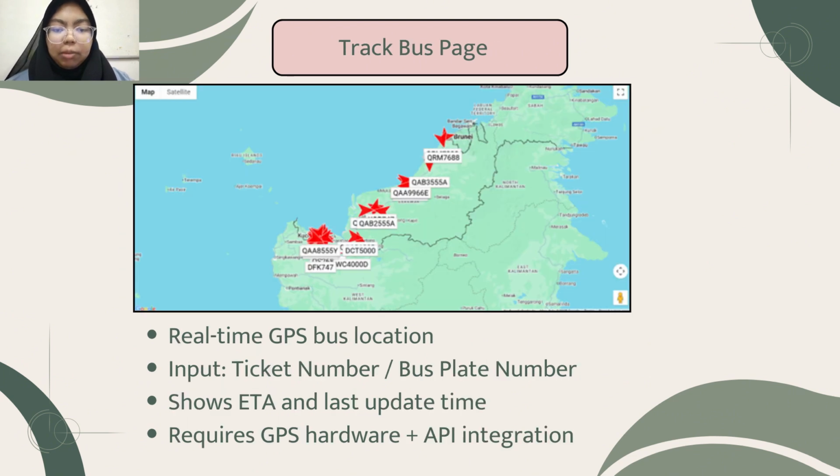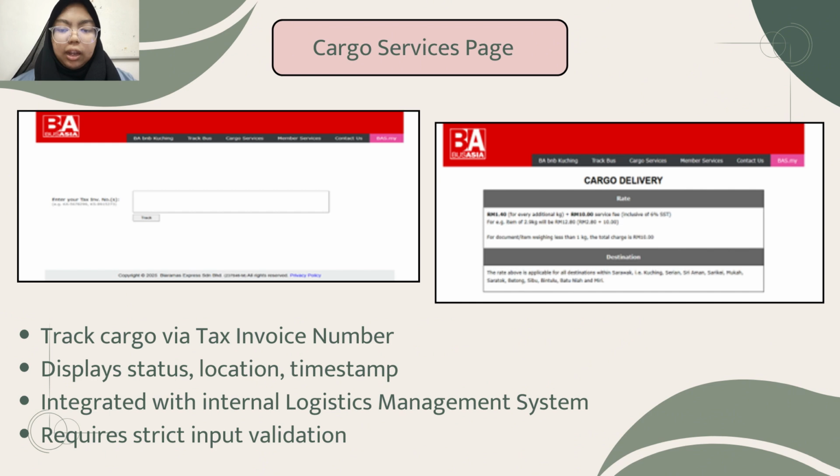This page provides real-time GPS tracking of buses. By entering a ticket number or bus plate number, users can view the live location of the bus along with the estimated arrival time. These features rely heavily on GPS hardware and real-time API integration. The third is the cargo service page.